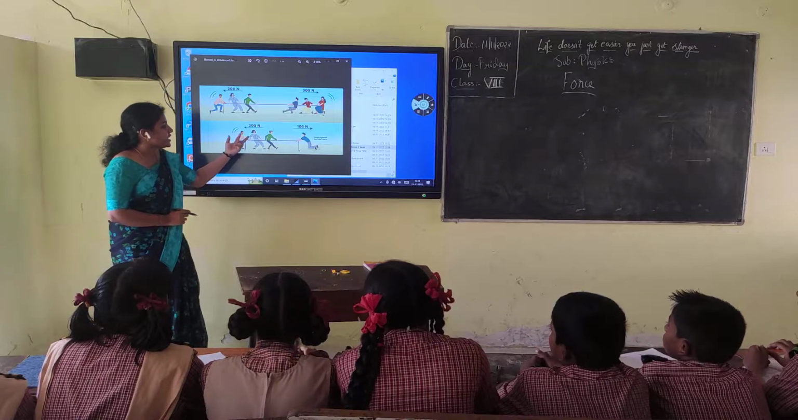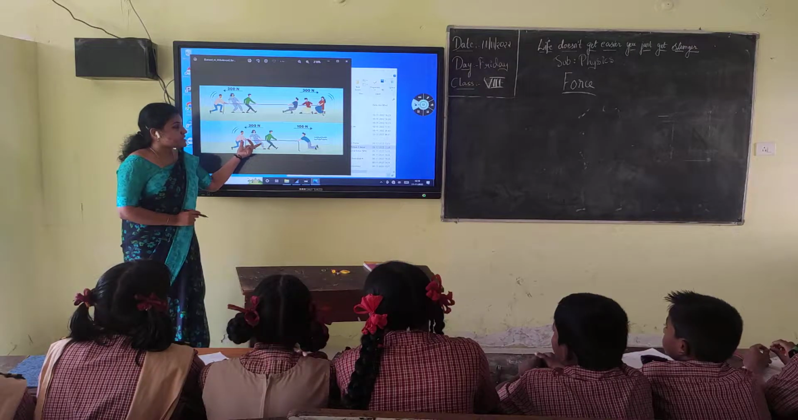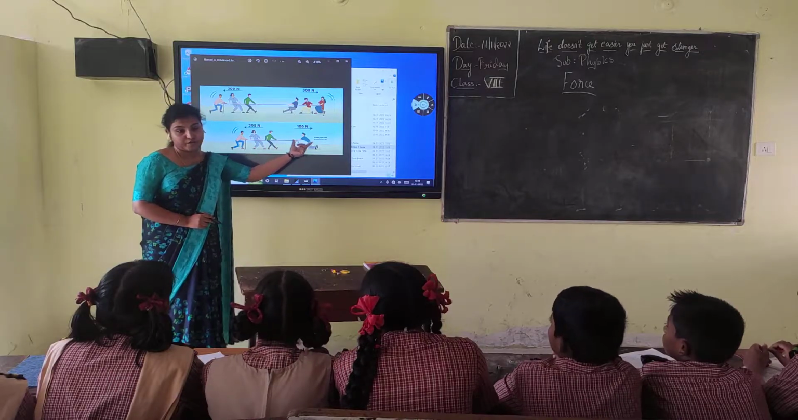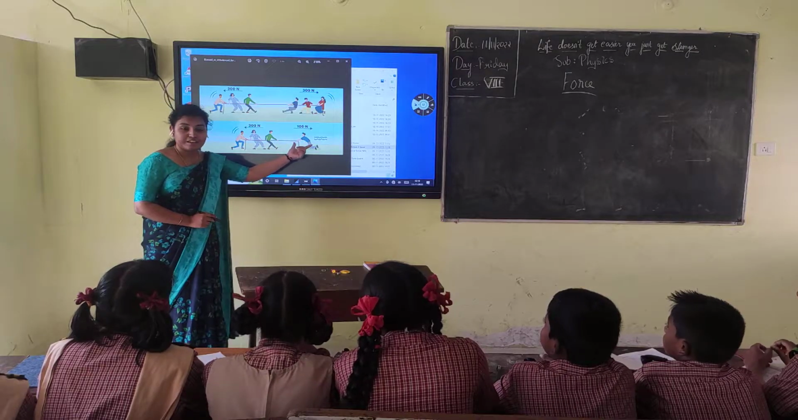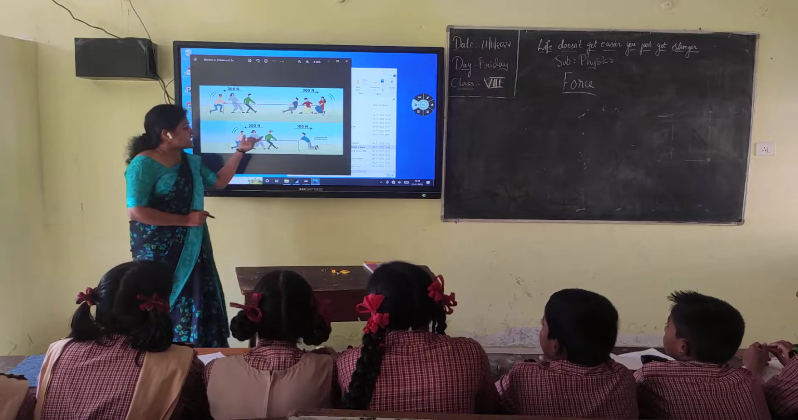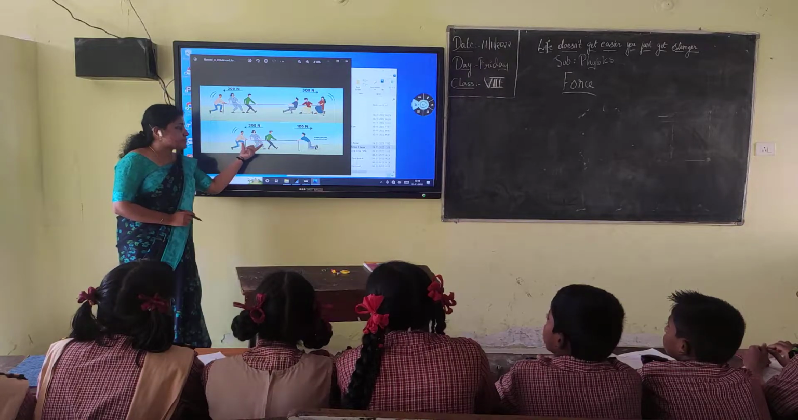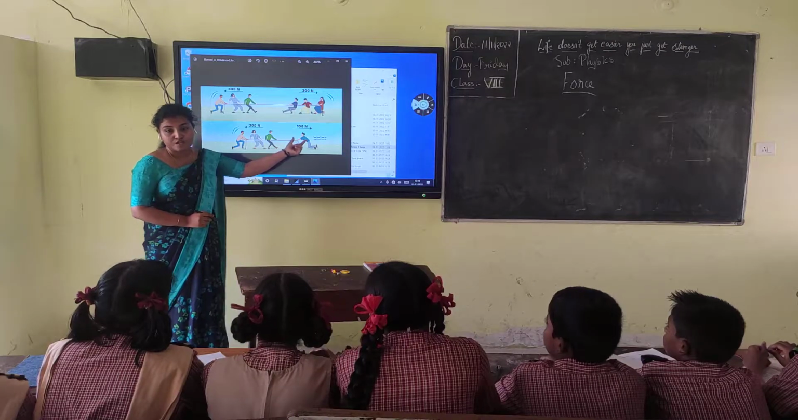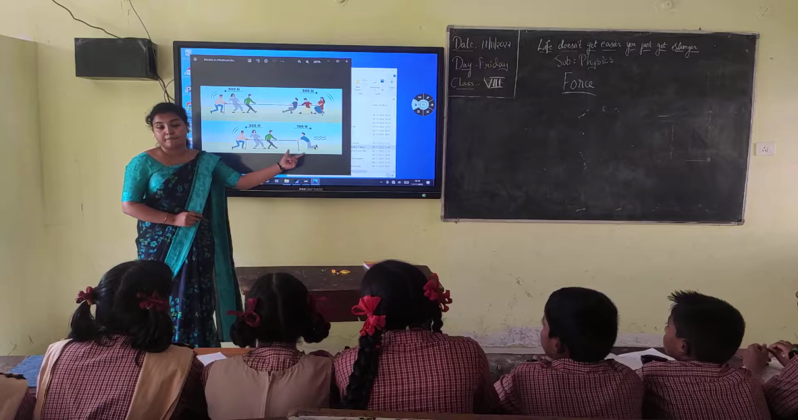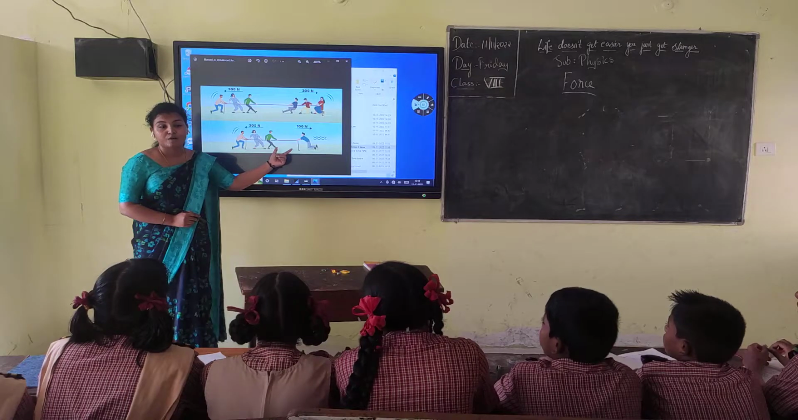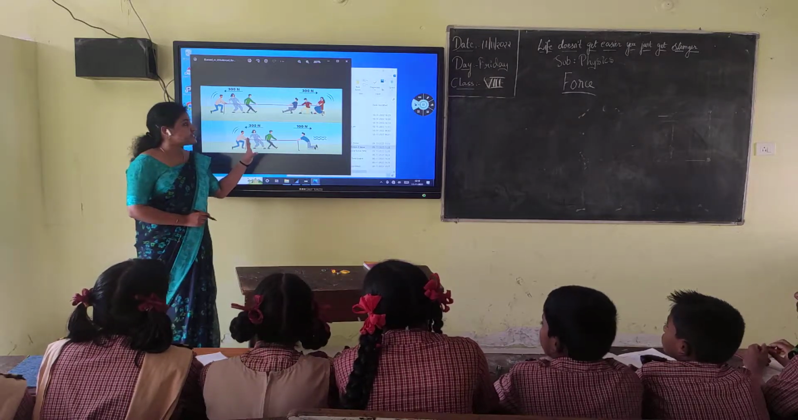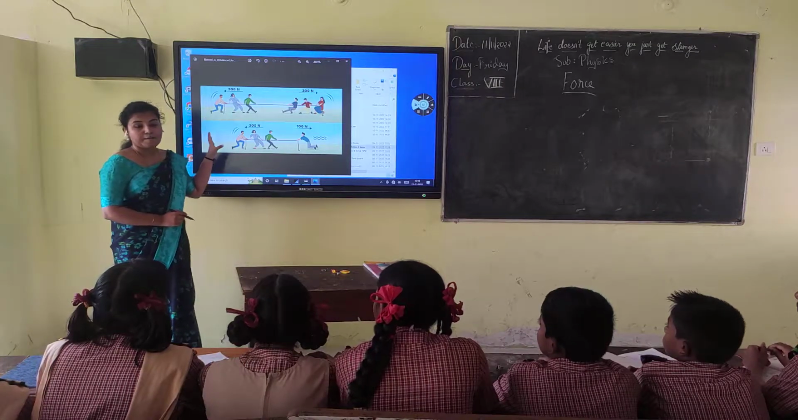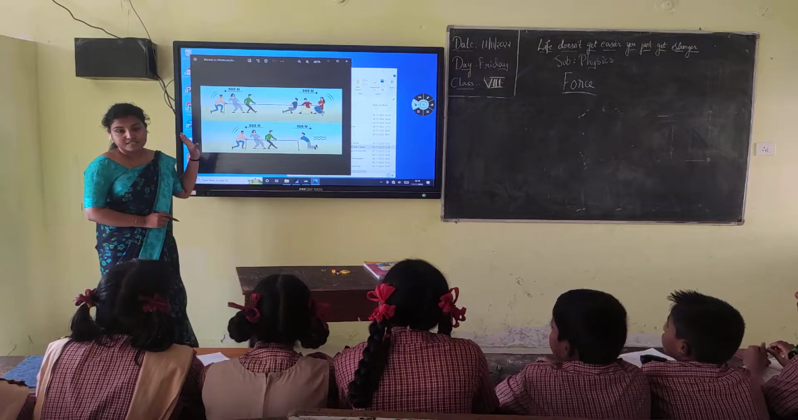And here you can see this team is applying 300 Newton and this team is applying 100 Newton. What is the meaning here? Which means this team is applying more force and this team is applying less force. So obviously it will move in the direction of the more applied force. This is an example for balanced and unbalanced force.